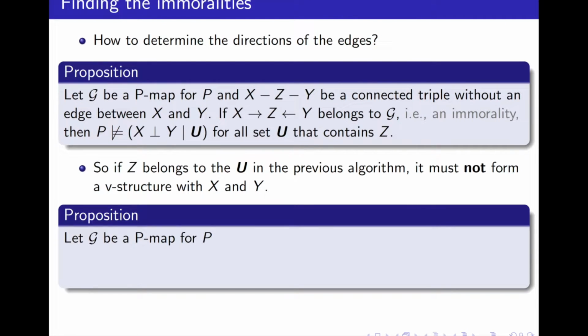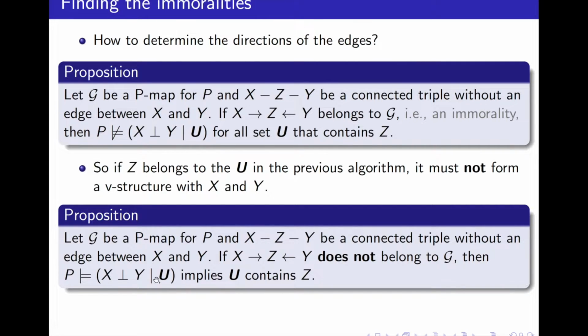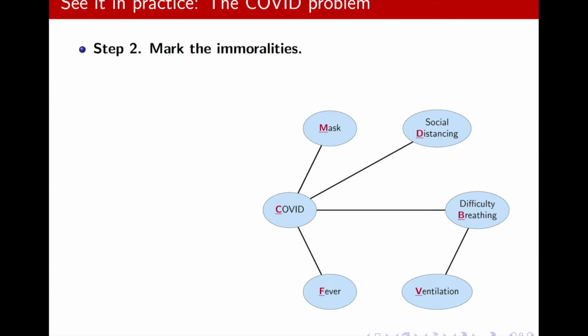Now I also have kind of the opposite. If I have a P-map and XZY are a triple where X and Y are not connected, this time if I don't have the immorality, then whenever X and Y are independent conditioned on some set U, then definitely U contains Z. Okay? Because otherwise it will be an active trail. This part is easy to see. So this means that if Z does not belong to the U in the previous algorithm, it must form a V structure with X and Y. Okay? Let's see it in practice.